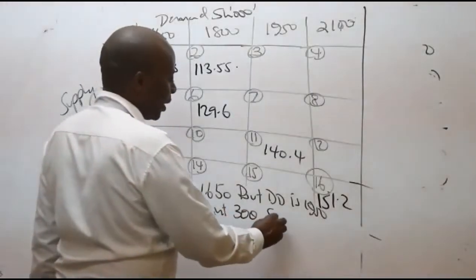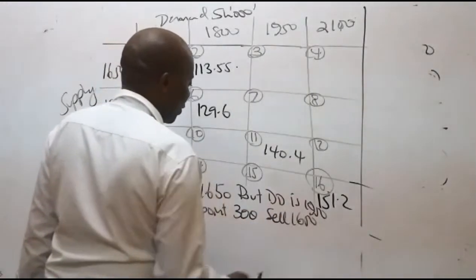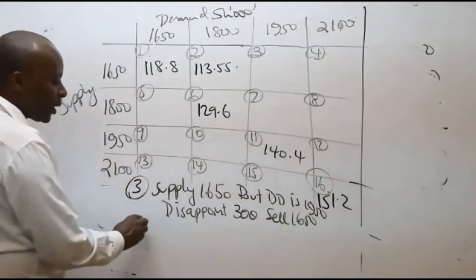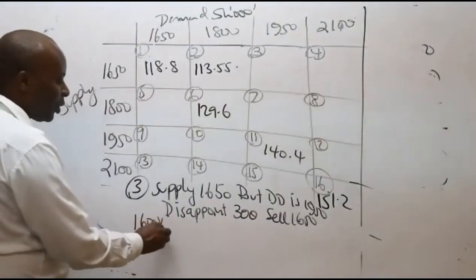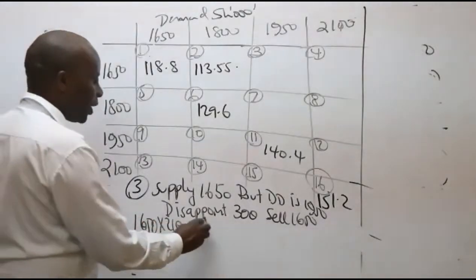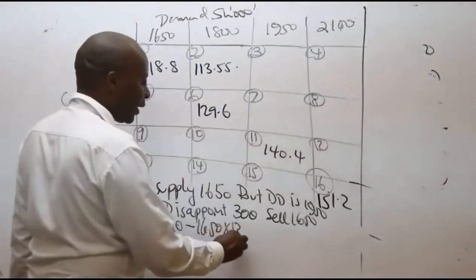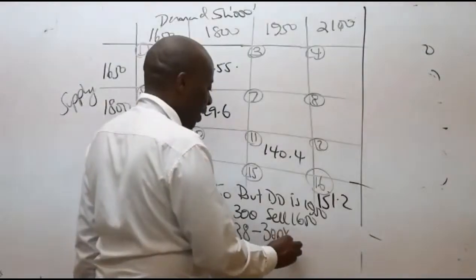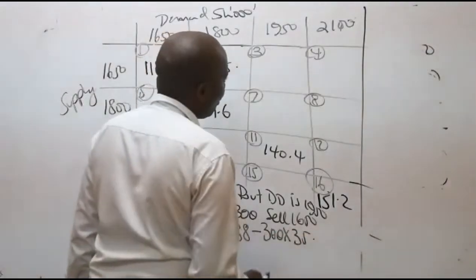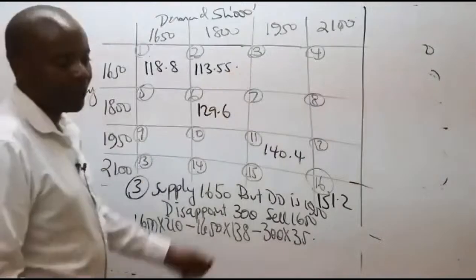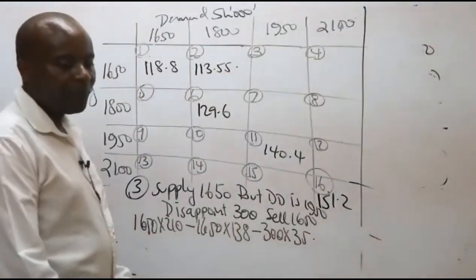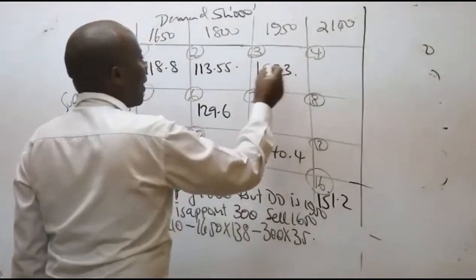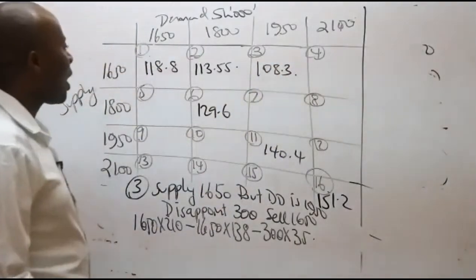And then of course we shall sell 1650. So then the profit here will be 1650 times the 210, minus 1650 we have supplied times the 138, minus the opportunity cost of the customers who will be disappointed, 300 times 35. So could you kindly give me something to write here? Number 3. So 108.3. So now I expect you to get for cell number 4.